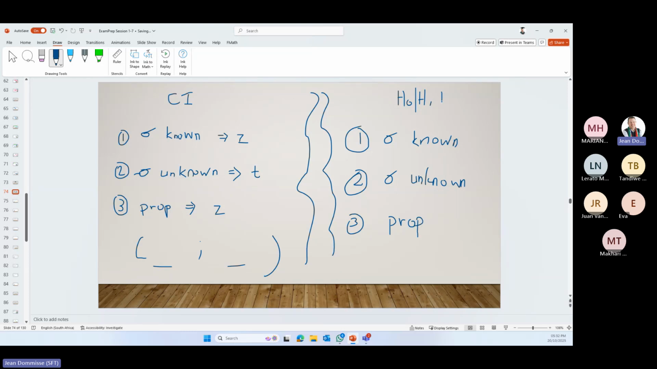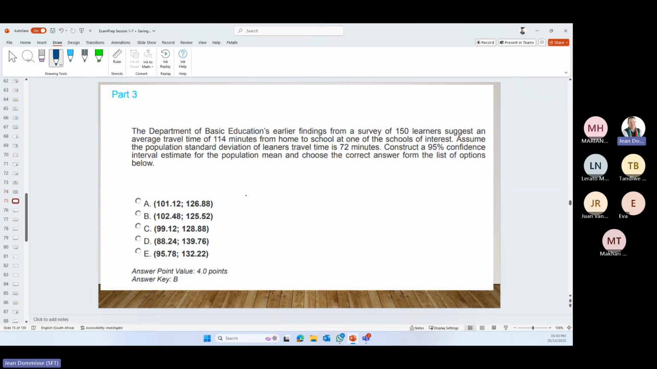That's why I thought let's do these two together, because in most instances we'll use the same formulas. So let's get into it. The first few will be on confidence intervals, and then the next few will be on hypothesis testing.